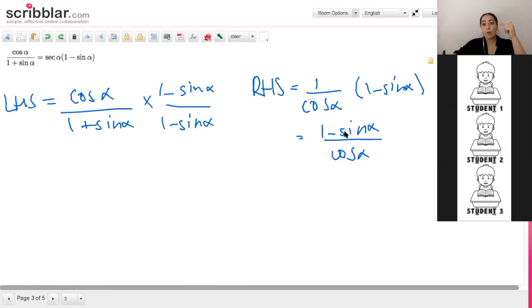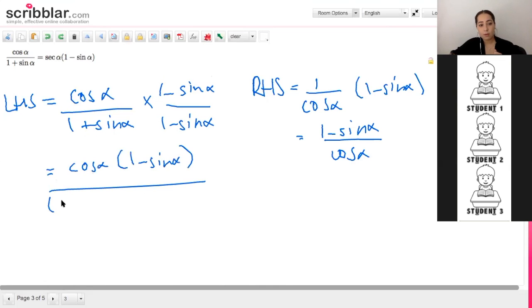Because that's the only way to get 1 minus. The reason I know that is because 1 minus sine alpha is 2 terms, right? It's not 1 term. So in order to get that to the top, you would need to multiply by that. So I multiply the left-hand side by 1 minus sine alpha, but I've got to multiply the top and the bottom, because if I only multiply the top by 1 minus sine alpha, then I'm changing the question. But if I multiply the top and the bottom by the same thing, then I'm not changing anything, right? So I get cos of alpha, 1 minus sine alpha, all over 1 plus sine alpha, 1 minus sine alpha.